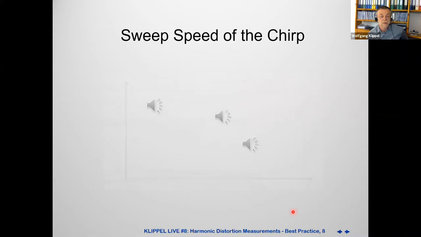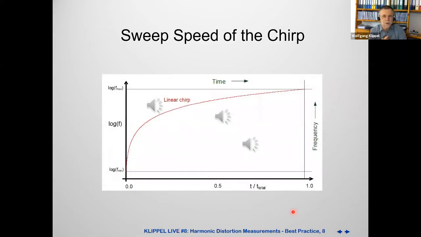Okay, let's go on. Sweep speed of the chirp. Now let's speak a little bit about the chirp. There are different ways to change the frequency. Here, the first one is a linear chirp, but it is plotted over a logarithmic frequency axis. That's why this line is distorted. If this were a linear frequency axis, then it would be a straight line. But if you are listening to that, oh, that's a little bit too loud, sorry.